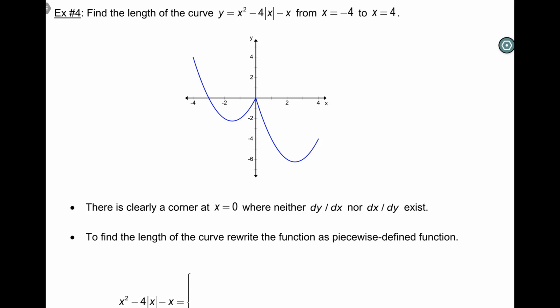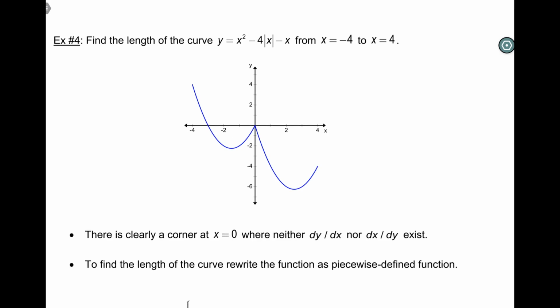Find the length of the curve y equals x squared minus 4 absolute value of x minus x, from x equals negative 4 to x equals 4. There's clearly a corner at x equals 0 where neither dy/dx nor dx/dy exist. Does that ever happen? Yeah, a function like that.